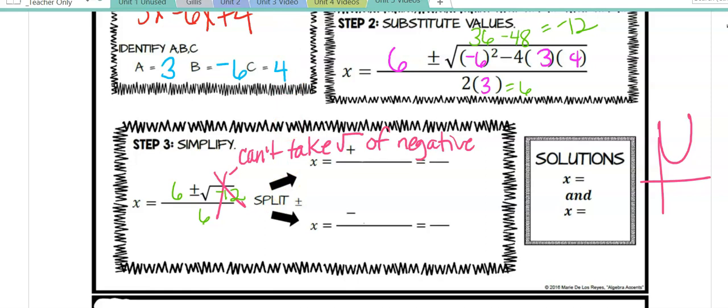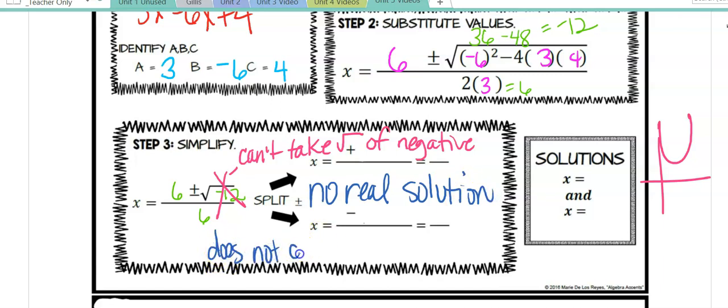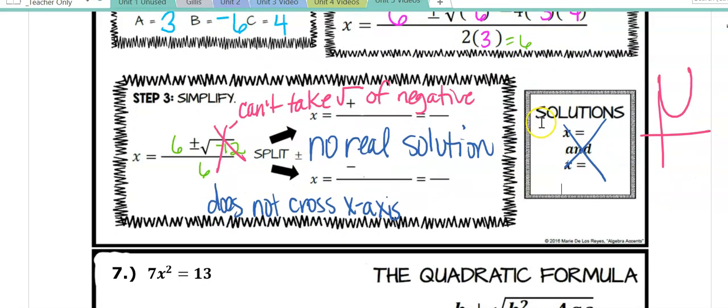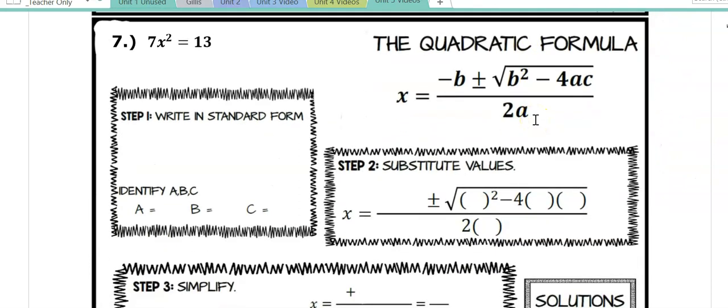And if y'all recall, does anybody remember what we called that? We called that no real solution, okay? And it does not cross the x-axis. So there is no solution. It's no real solutions. Do you think it's important we see that? If it's a negative under the square root, that is an exception to the rule. Always double check your math under there.